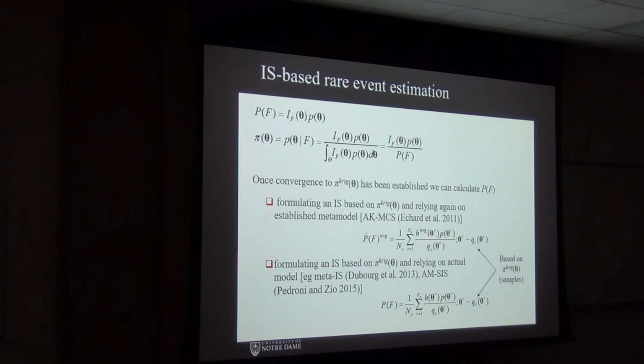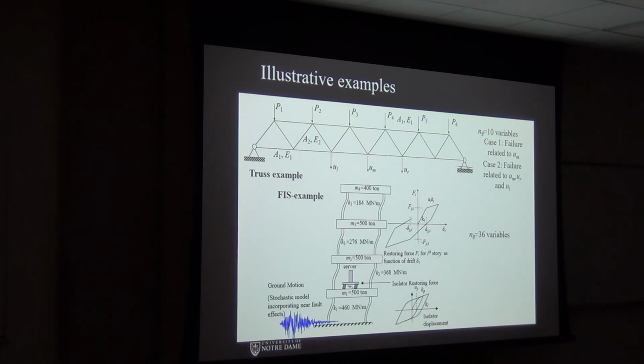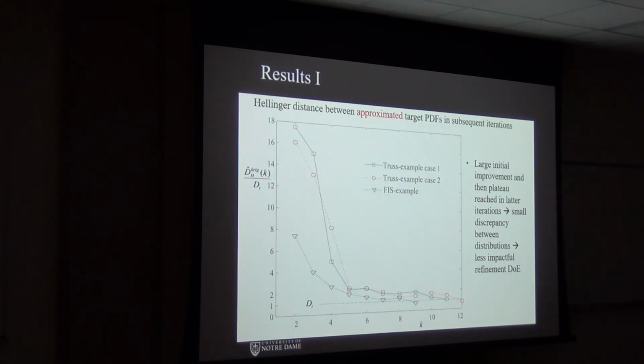So your meta model simply gives you a better importance sampling density, and it reduces the computational burden of your stochastic simulation. In the first case, your stochastic simulation uses the meta model itself. Here, we're going to use the actual model for the stochastic simulation. So, a couple of examples. One is this truss. The other is this floor isolation system. On the truss, we have two variants, depending on whether we look at the response only at one point, or we look at a system reliability, the maximum response across different points. And this is how the application works in different iterations.